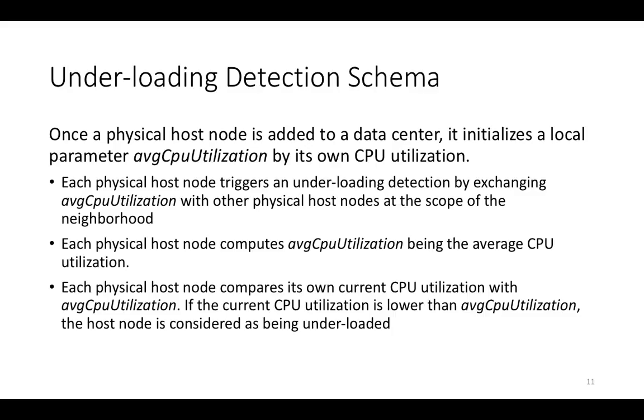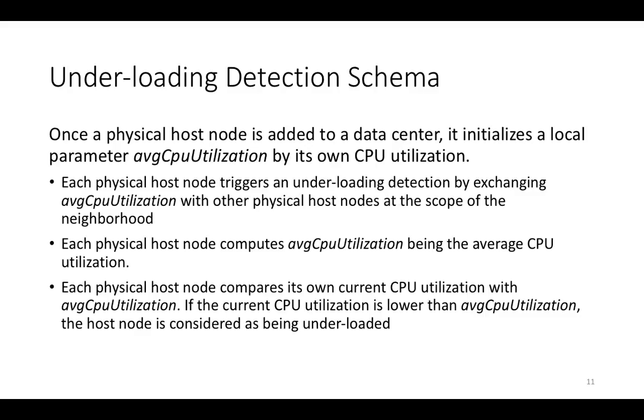After the overloading management process, which can be done completely locally by the respective physical host nodes, all the physical host nodes periodically check whether they are underloaded or not. Once a physical host node is added to a data center, it initializes a local parameter, let's say AVG CPU utilization, by its own CPU utilization. The process of the underloading detection schema for each physical host node is split into the following steps. Each physical host node triggers an underloading detection by exchanging AVG CPU utilization with other physical host nodes at the scope of the neighborhood. Each physical host node computes AVG CPU utilization being the average CPU utilization.